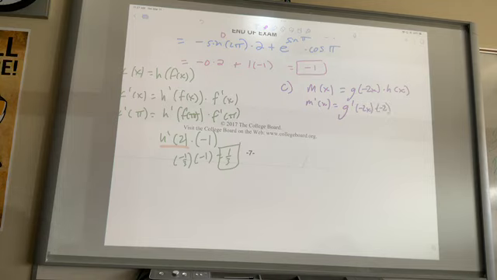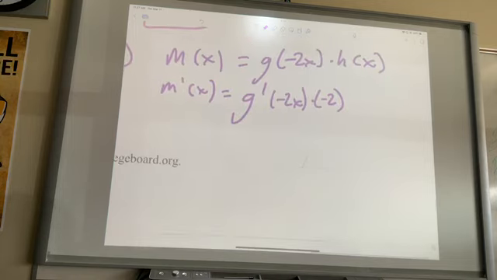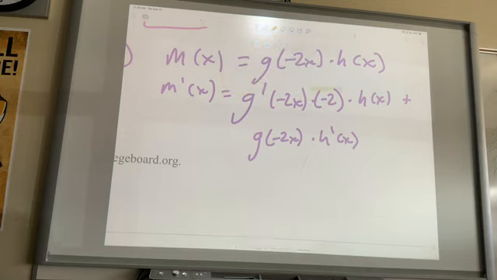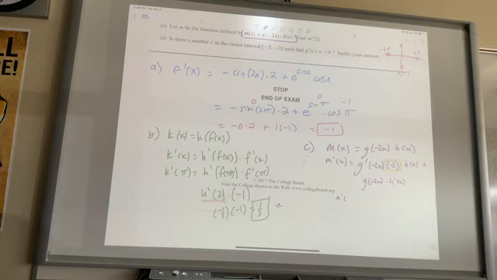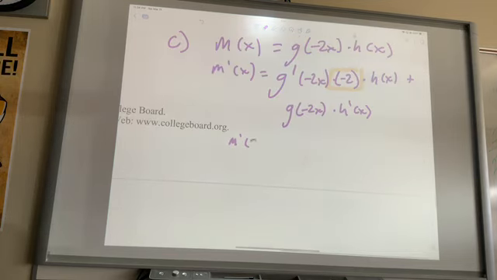Noah's not going. The derivative of the first is a chain rule, right? Derivative of the first times the second plus the first times the derivative of the second. The most difficult part, or what they're really checking, is if you remember that negative 2 right there. We're plugging in 2. This point is negative 4, so I need to find g prime of negative 4. I'm multiplying negative 2 and h of 2. And then I have to do g of negative 4 and h prime of 2.